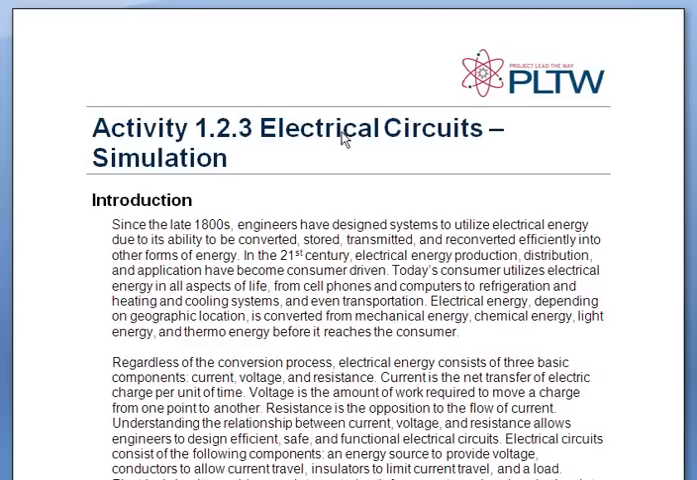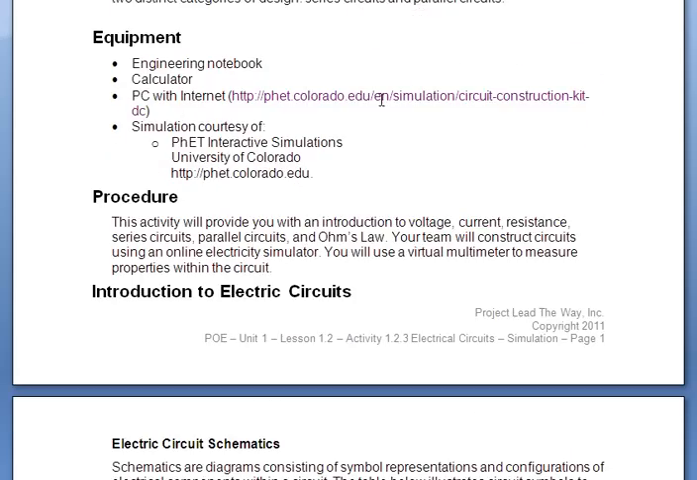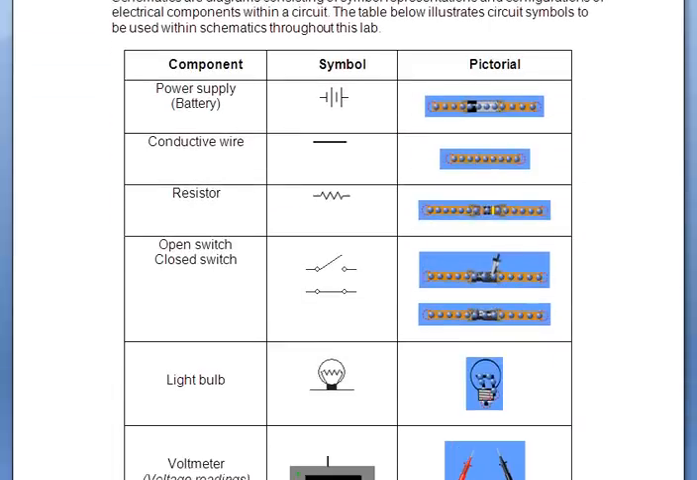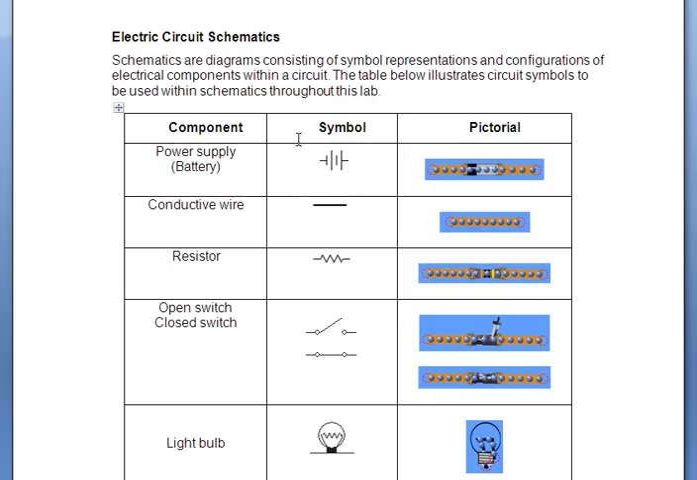This is lesson 2 of the electrical circuit simulation program. The activity that we're looking at is found in your Moodle site, and I would like for you to read the first page. Then I would like for you to click on and load the circuit simulator kit, or the circuit construction kit from Colorado. And once you do that and you've looked at the symbols and you understand the symbols, these are the symbols.